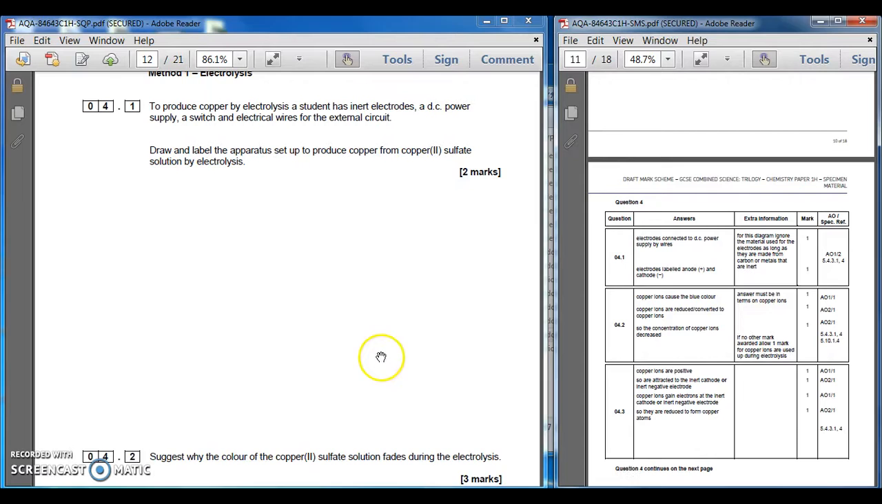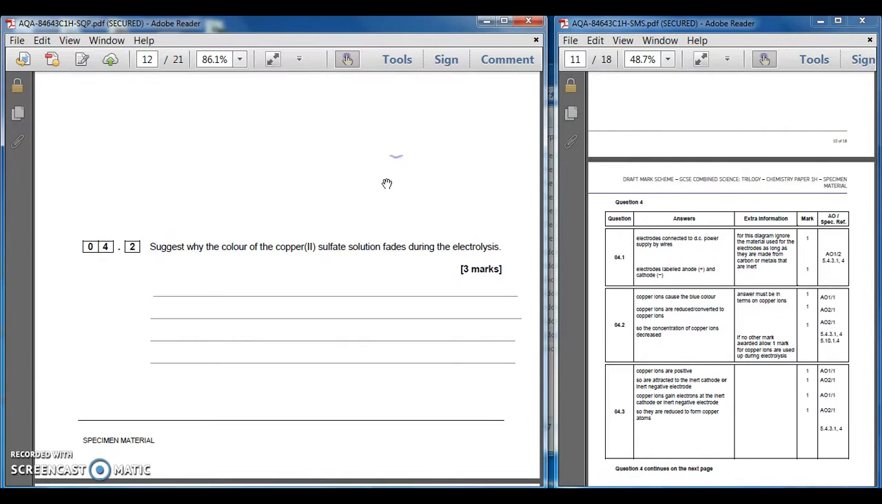For part 2, the colour is going to be down to the copper ions. When we talk about electrolysis, your answer has to refer to ions. If it's not talking about ions, which is really specific from AQA here, they're not interested in what you've got to say. So the first mark, the copper ions cause the colour. The second bit they're looking for is that the copper ions are being reduced. Remember, oil rig, reduction is gain of electrons.